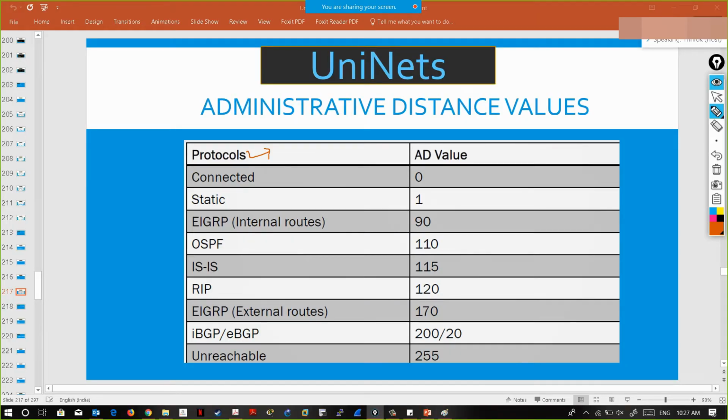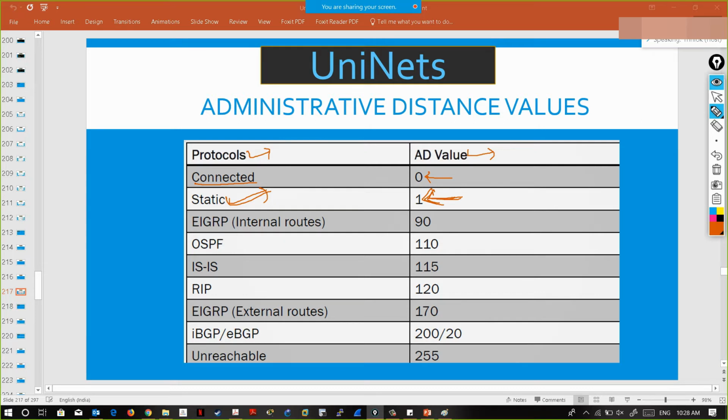These are my protocols and this is my AD value, right? Connected routes will always have AD value 0. Static routes will always have AD value 1.